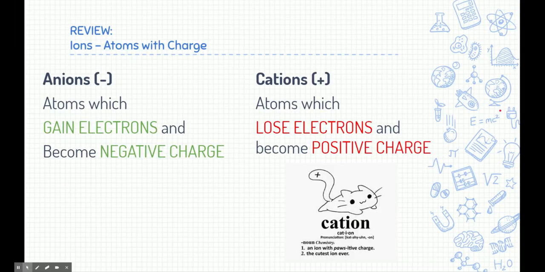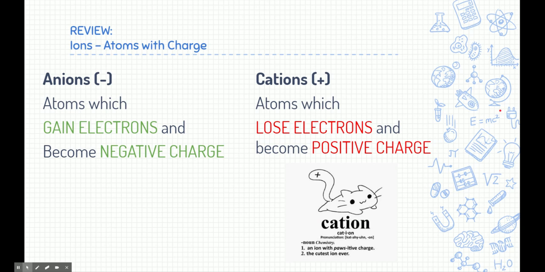This leads us to a very important concept, ions. We learned about ions towards the beginning of the semester this year, but I want to remind you that ions are atoms that have a charge. Now, there's two types of ions. There's anions, which are negatively charged, and these are atoms which gain electrons and become negative. That's what chlorine did in our last example. And there's also cations. Cations are atoms which lose electrons and become positive. That's like our sodium example.